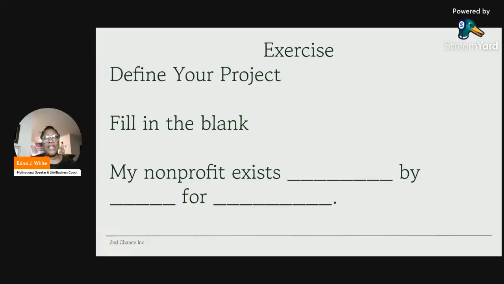Okay, excellent. So now that you filled in the blanks, my nonprofit exists to blank, by blank, for blank. Now that you know you're defining your project, we're now going to step towards exploring funding sources. So how do we do that? I want you to know not all grants come from the same place. So what we're going to talk about is where money comes from and what kind of grants might be the best fit for your work.